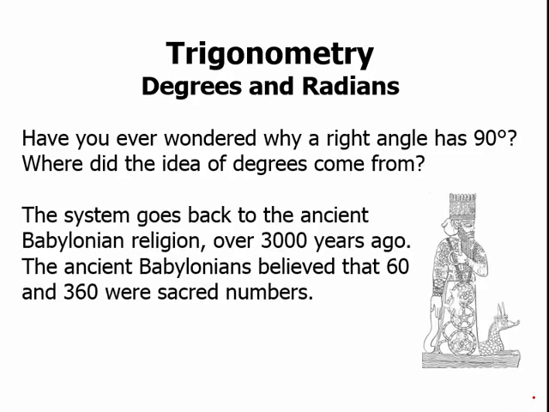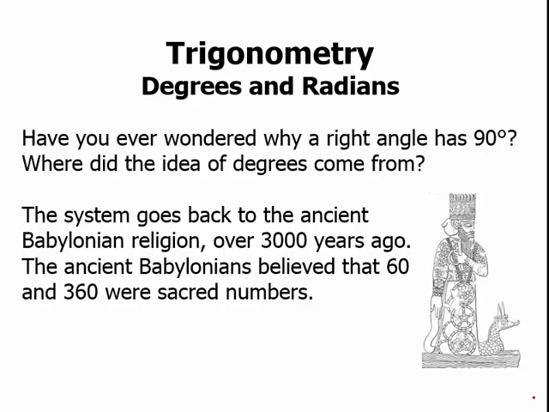The system goes back to the ancient Babylonian religion over 3,000 years ago. So here's a picture of the Babylonian god Marduk and his pet dragon. These ancient Babylonians believed that 60 and 360 were sacred numbers. They believed all kinds of things. They believed in a host of strange gods. They sacrificed barnyard animals for various things.